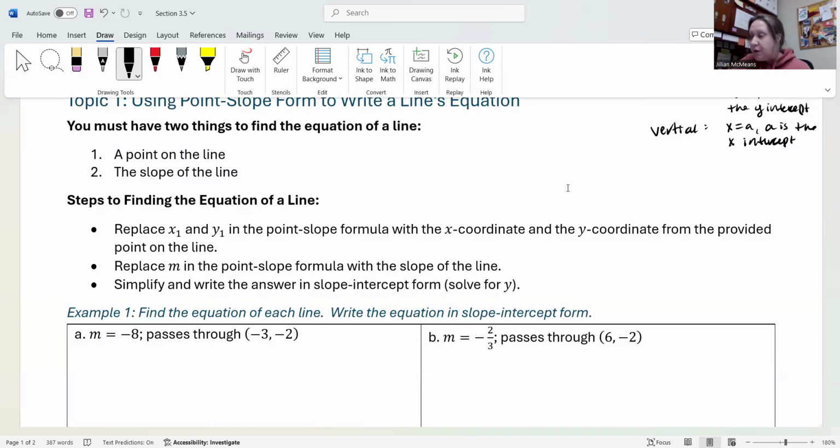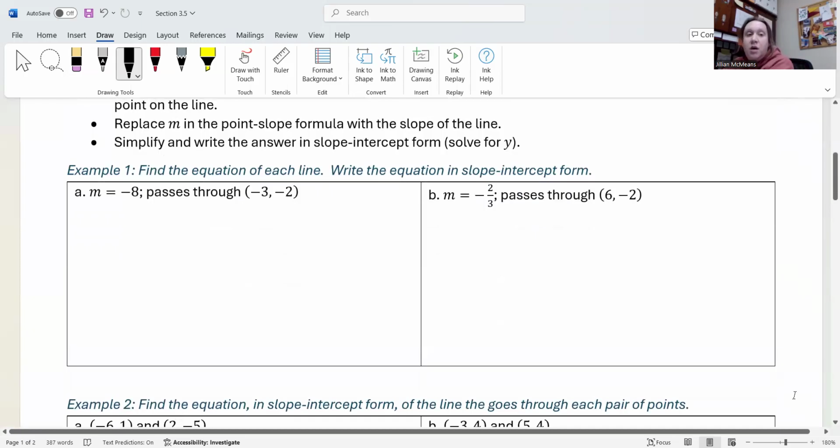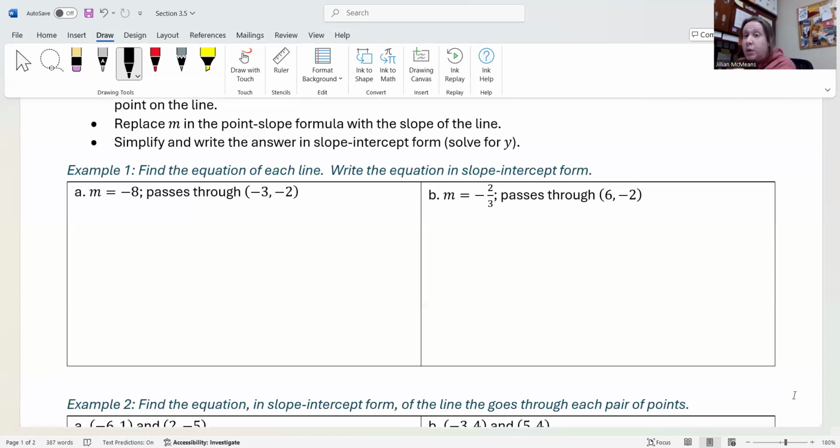Just so we have it sitting in front of us on the screen, for example 1, find the equation of the line, write the equation in slope-intercept form. So once we use point-slope form to fill in the proper information, we then solve it for y and put it in what we call slope-intercept form. Just as a quick reminder, point-slope form is y minus y1 equals m times x minus x1. That's the form we're going to use.